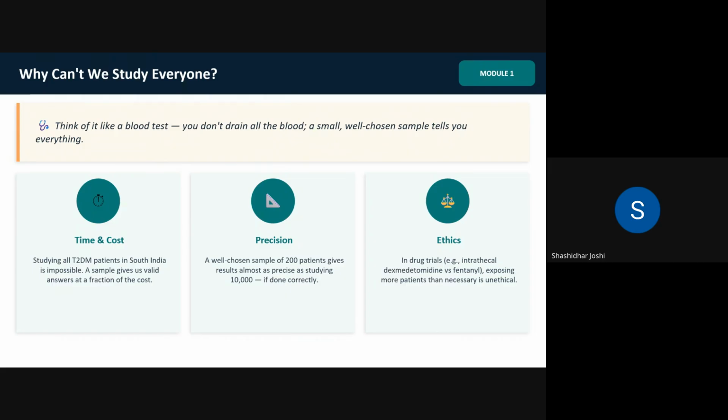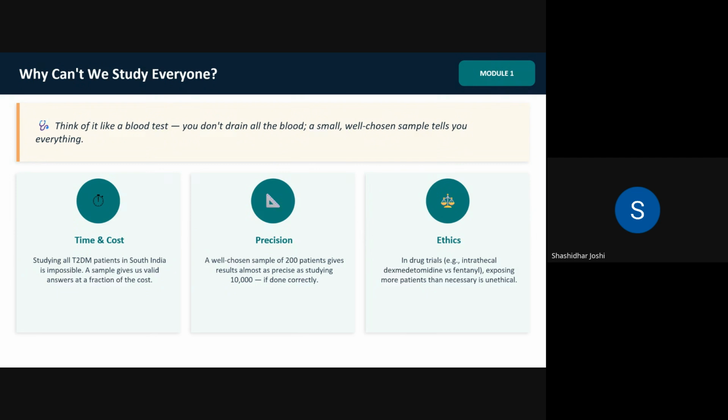Okay, that is precision. And then sample size calculation, of sampling from a bigger patient population, is an ethical obligation also. It's very important. If you consider a clinical trial, for example, there is a case study provided to you, a comparison of dexmedetomidine versus fentanyl. Exposing more patients than necessary is unethical. You can imagine that, right? You are in the medical profession. Exposing too many patients to a particular drug is always unethical. So this is very important here.